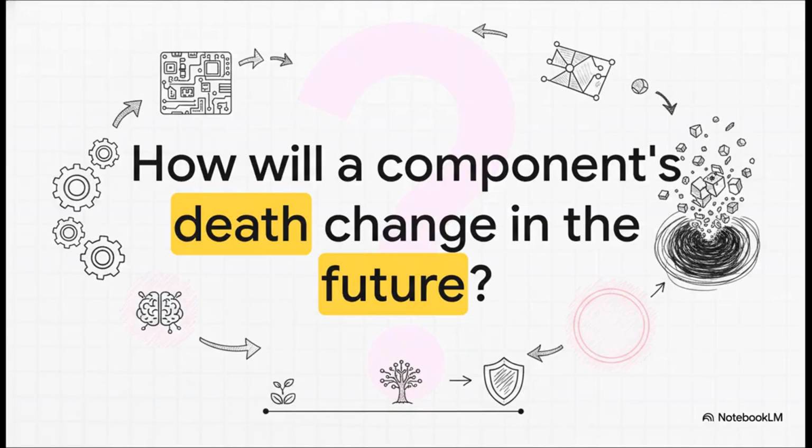As our design systems get smarter and frameworks evolve to make components even more autonomous and AI-driven, how is the very concept of a component's birth, its growth, and especially its death going to evolve next? Are components going to learn to self-terminate to optimize memory, or maybe just go into deep hibernation? It's a fascinating space to watch.